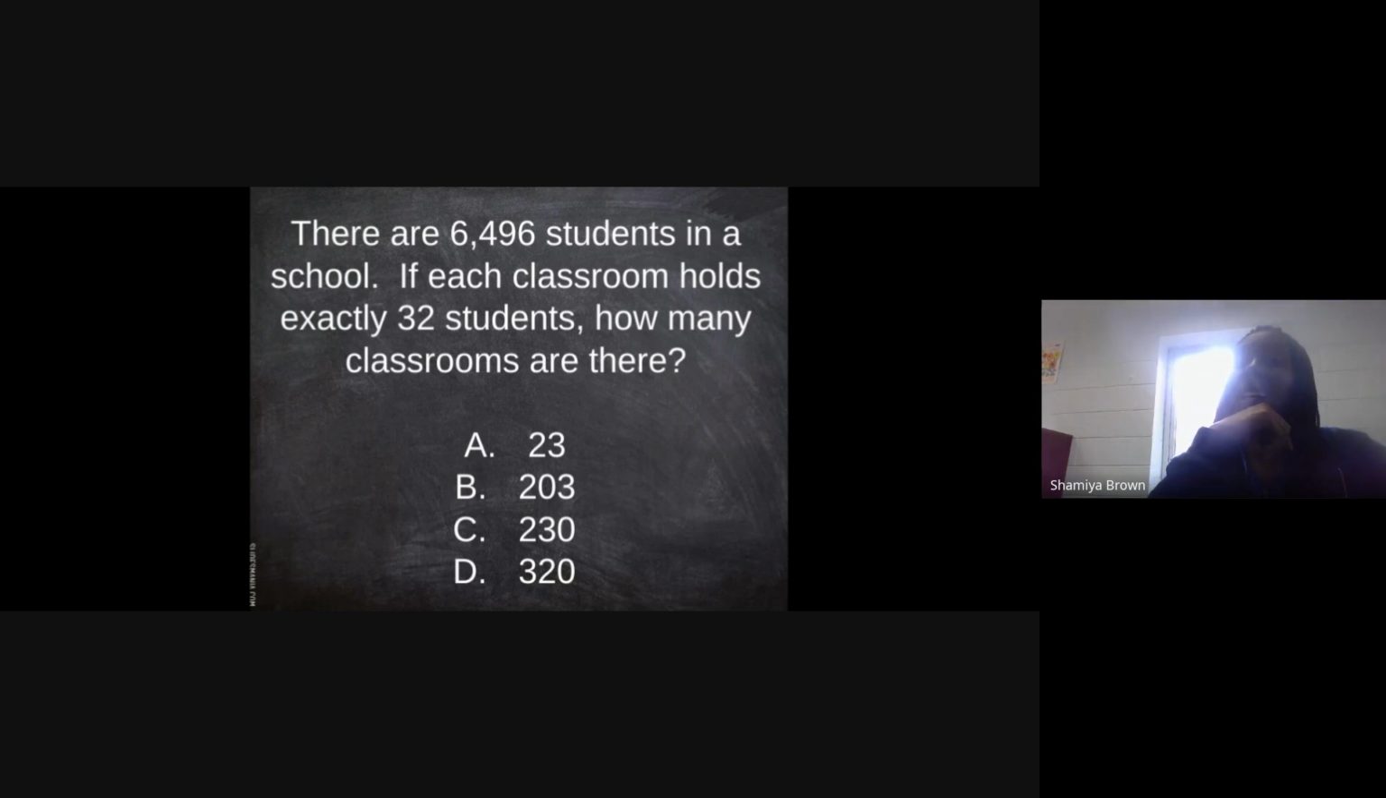So I'm trying to find out the amount of classrooms that I'm going to have to put those 6,496 students in. I know they're putting 32 in each classroom. So I'm breaking that 6,496 down. I do know my total, so if I already know my total, then I know I'm going to be dividing. So I'm going to do 6,496 divided by 32. That's what we're doing.